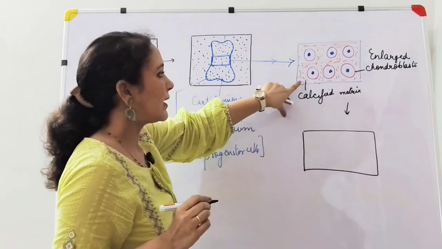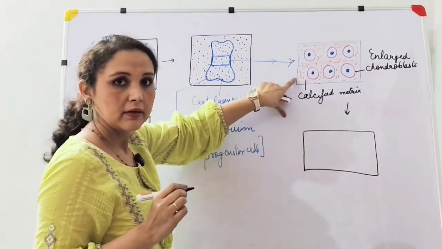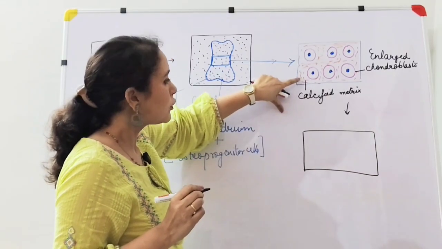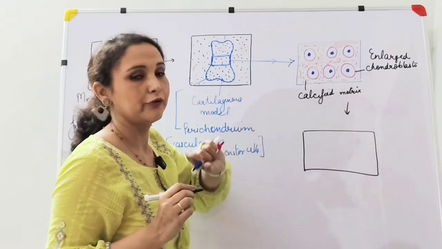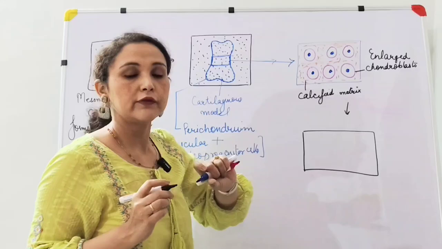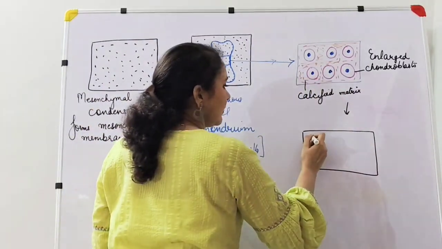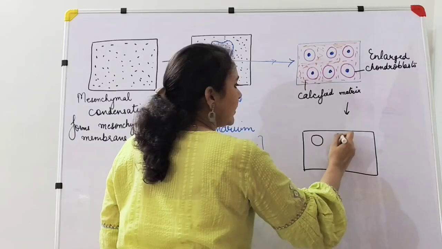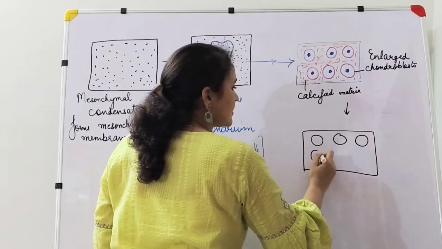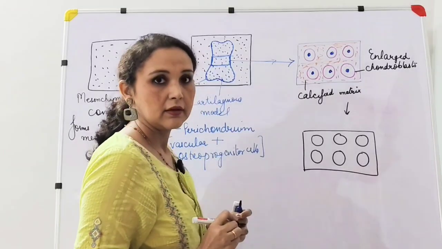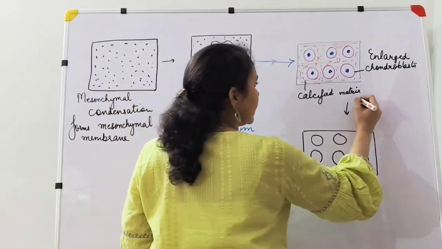Because the matrix has calcified, this calcified matrix will cut off the blood supply to the chondroblasts, so the chondroblasts will die. Now we again have empty spaces because the chondroblasts have died, right? So what has happened in this step?